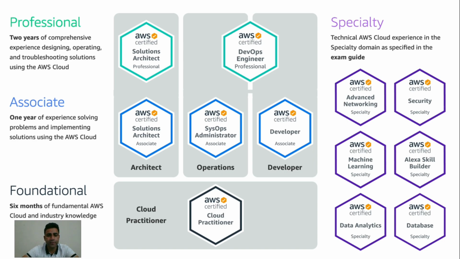Then there are 3 types of associate level certifications that are equivalent to 1 year of experience of problem solving and implementing solutions in AWS Cloud. If you are planning to go into the architect side, then you must opt for Solutions Architect Associate. In operations, it's divided into 2 types of certifications. The first one is SysOps Administrator and the second one is Developer. So you have to go into either of these if you are going to move into the dev or ops sides.